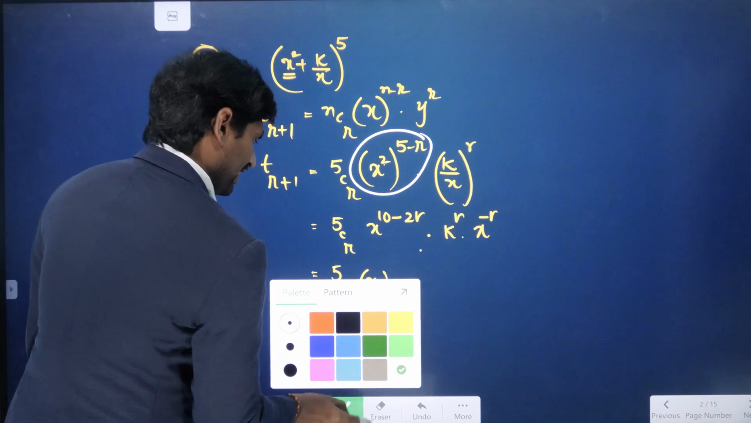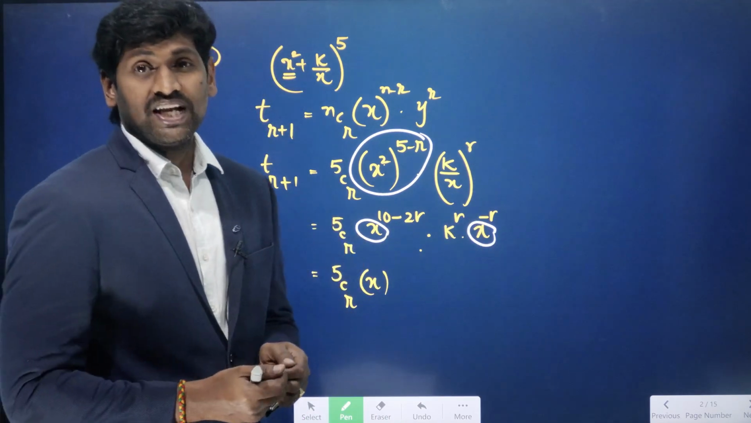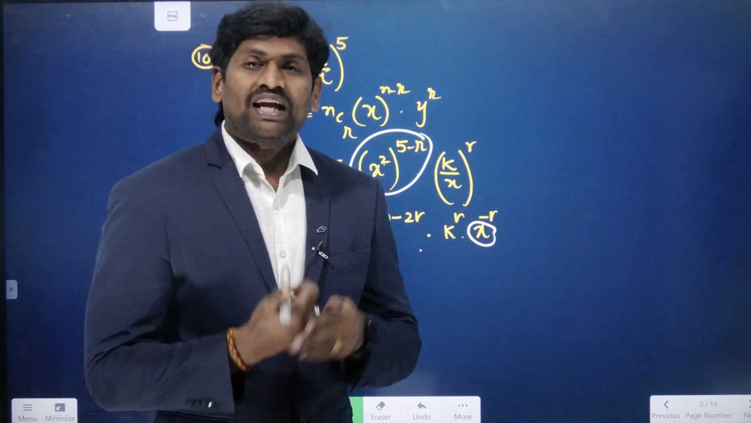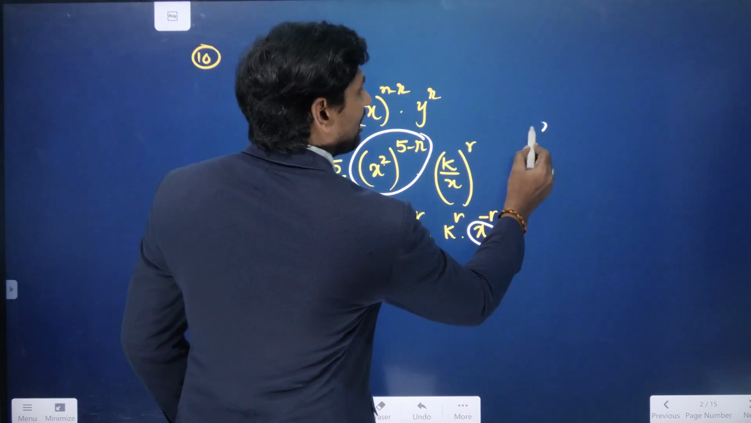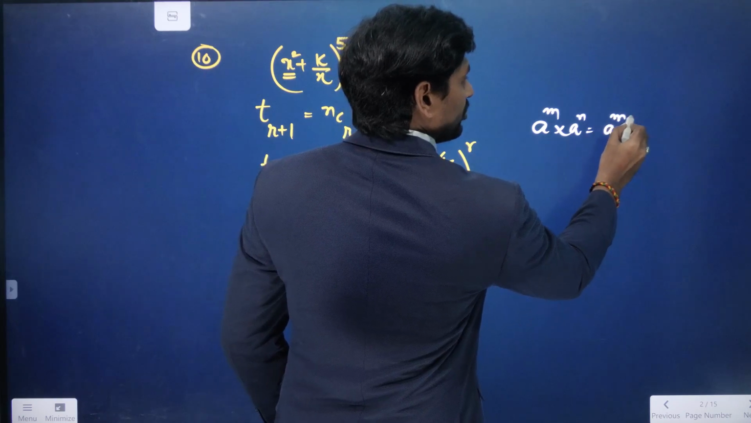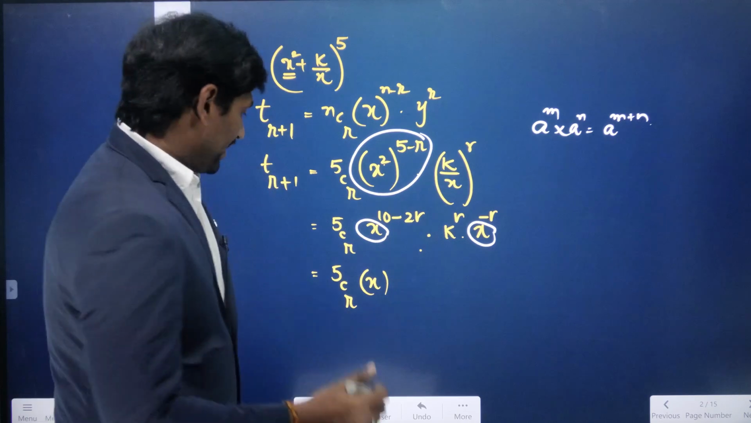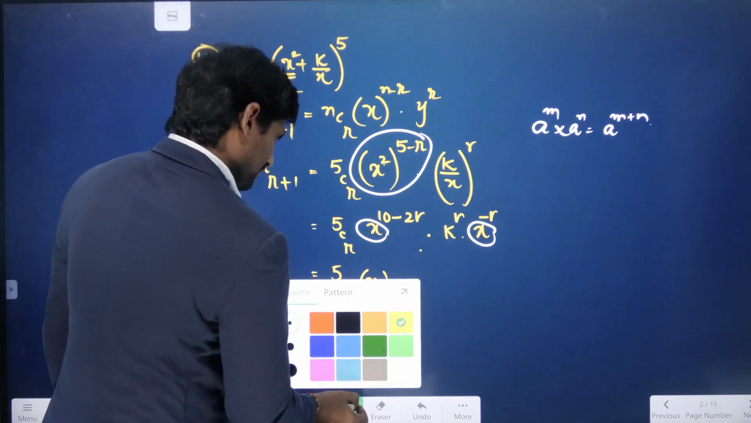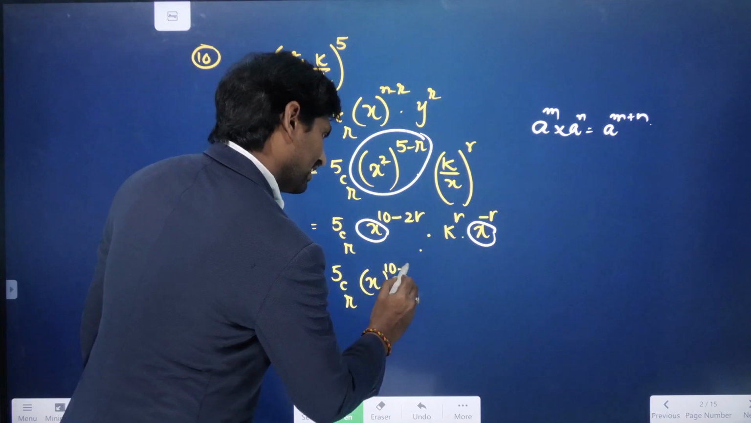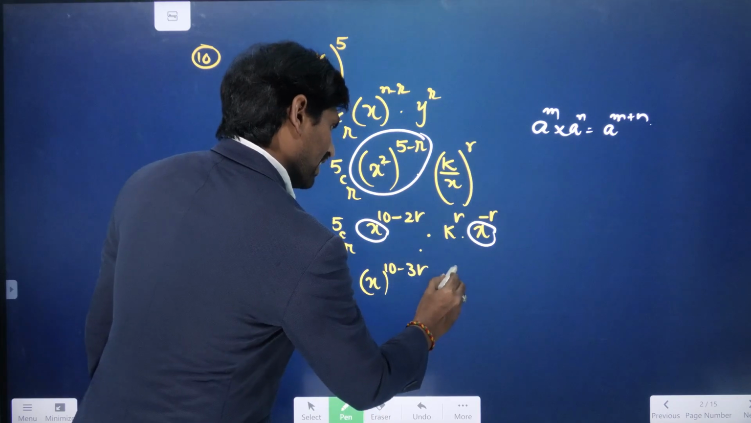Now while you are observing, again x and x with a multiplication symbol, if the bases are same with a multiplication symbol, we can add their exponents by using the law of exponents. a power m into a power n is equal to a power m plus n. By using this law of exponents, we can write this x power 10 minus 2r minus r, which is nothing but 10 minus 3r, into k power r.